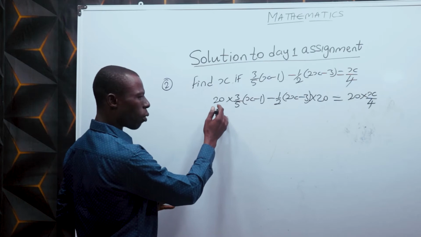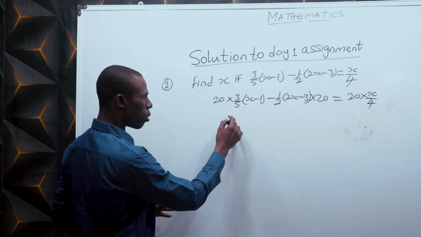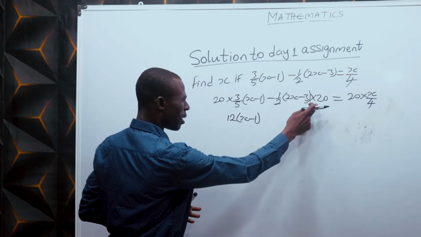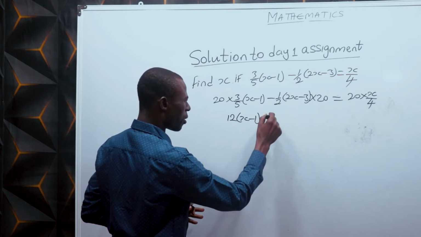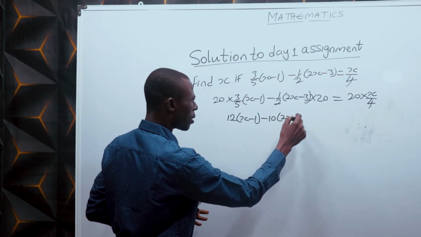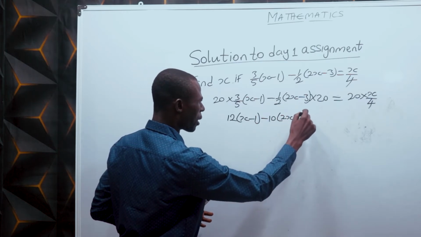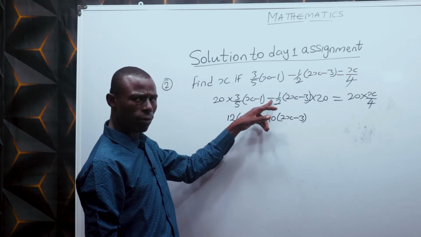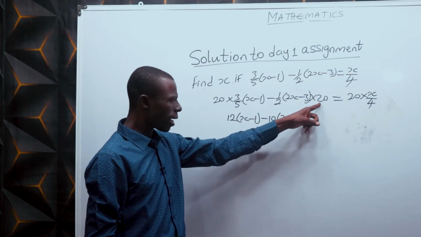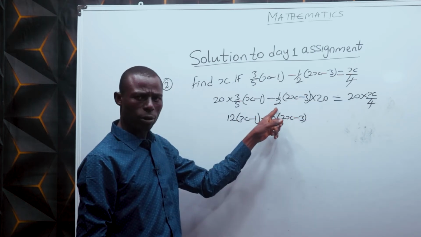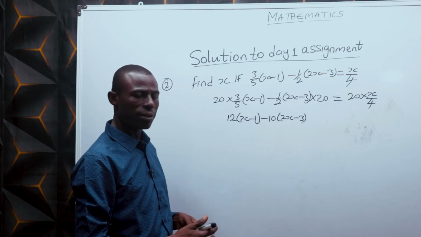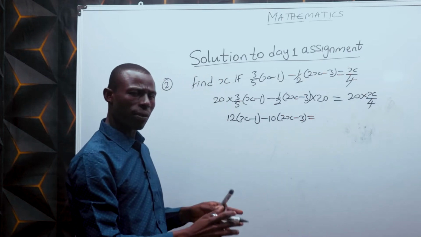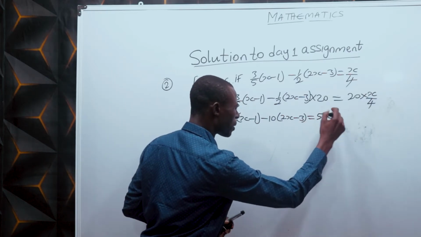5 in 20 is 4. 4 times 3 gives 12 into (x minus 1). 2 in 20 is 10. 10 times this, that is minus 10 into (2x minus 3). Take note of what I do here. Negative 1 is in front here as the numerator. 10 is at the back, so I bring the 10 to the side of negative 1, so we can have negative 10, which is equal to 4 in 20. That gives 5. 5 times x, 5x.